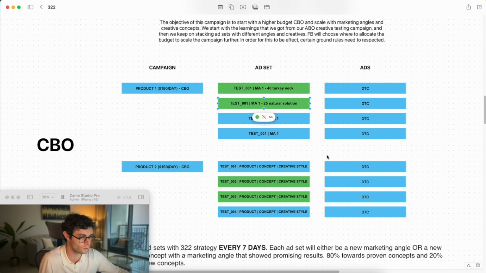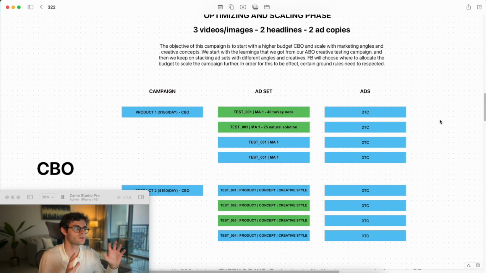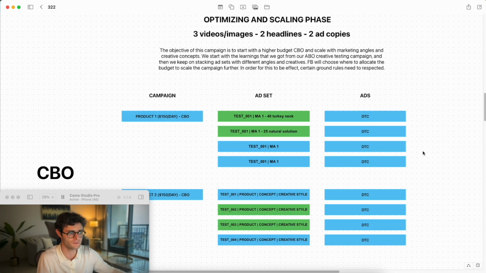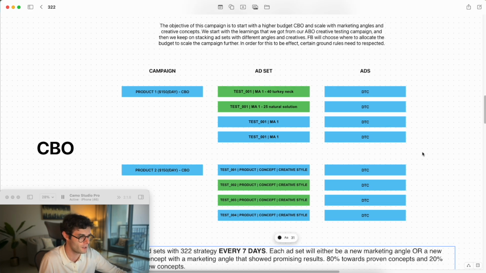But the general rule here is that you should add ad sets once a week. You let it run for 7 days. Within the 7 days, I'm going to go through some management rules. There are some rules that you have to set up and oversee, to control the ad account and make sure that you're not wasting money. But you should add ad sets every single week, at the end of the week or the start of the week, at least once a week. It doesn't really matter, okay? So this is how we're scaling.